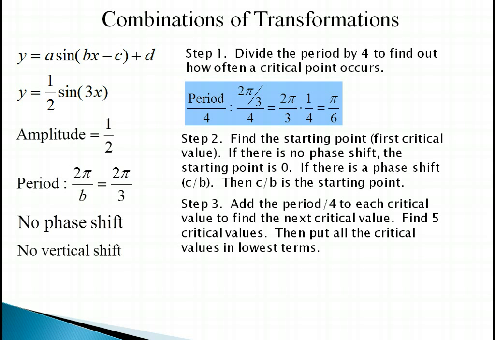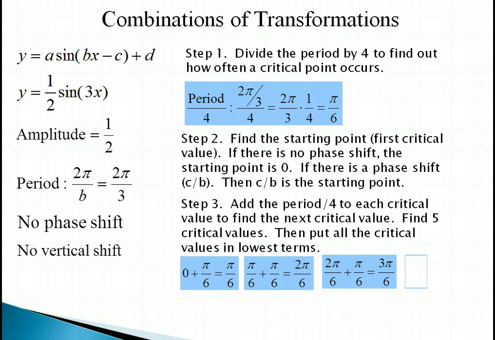So we're going to start at 0 and add pi over 6 to that. So our next critical point is going to be at pi over 6. Then continually add pi over 6 until you get 5 critical points. So we get 2 pi over 6, 3 pi over 6, and 4 pi over 6. If you need more critical points, just keep adding pi over 6 to it.